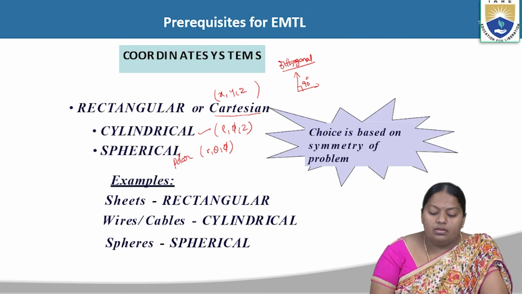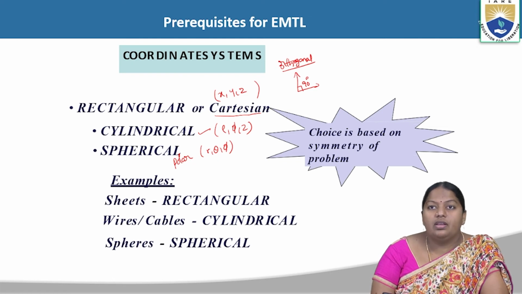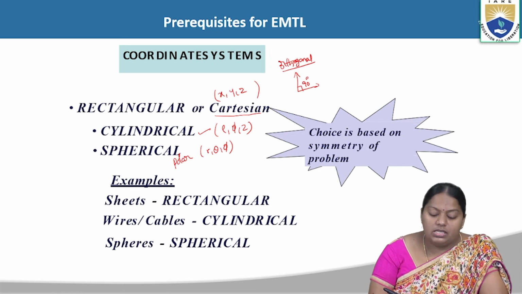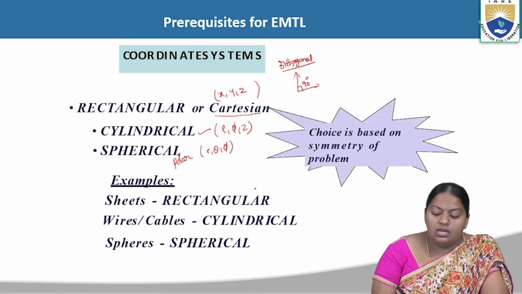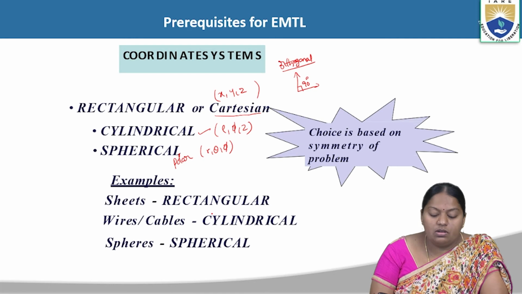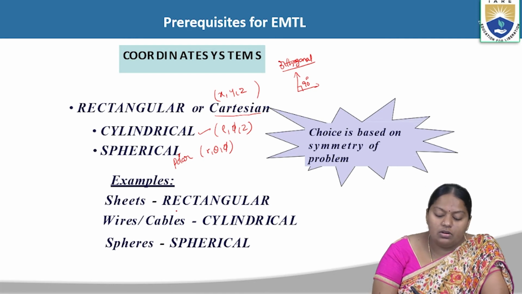So, which coordinate system is suitable for which type of examples or applications? The choice is based upon the symmetry of the problem which we consider in our particular examples. Some examples for the three types of coordinate systems are given.